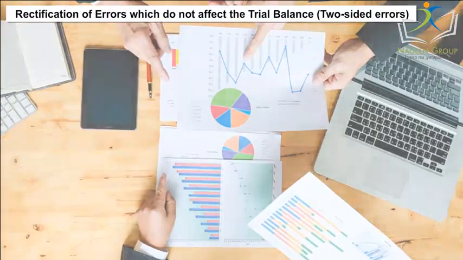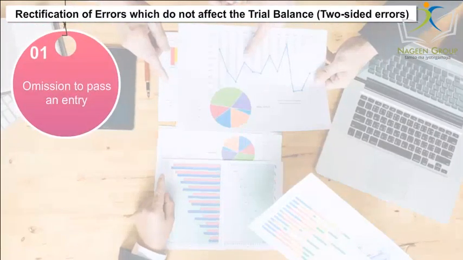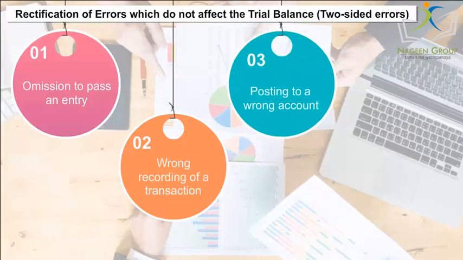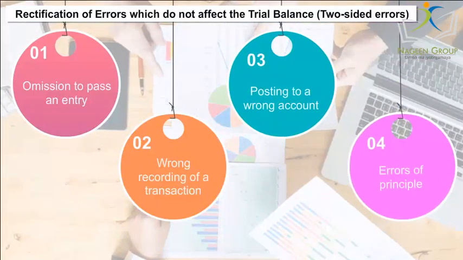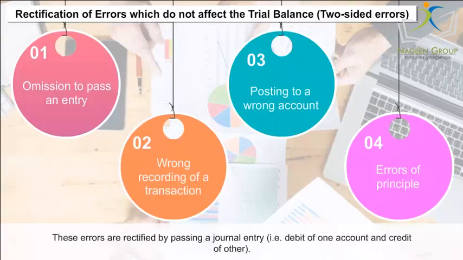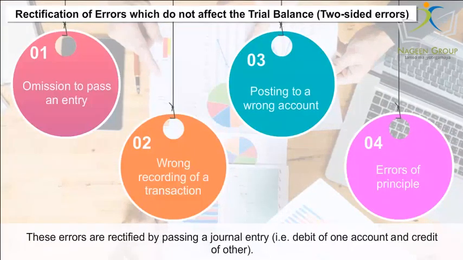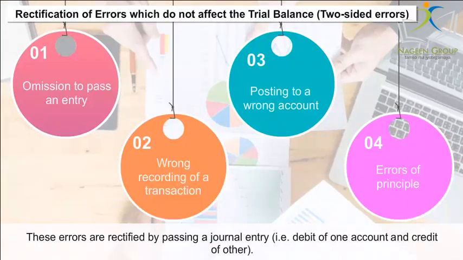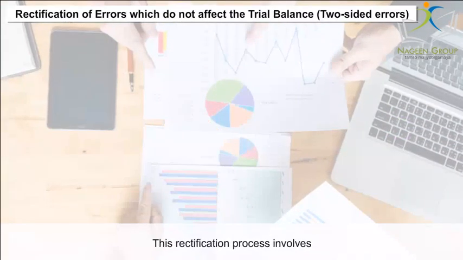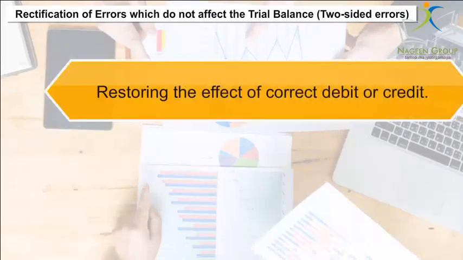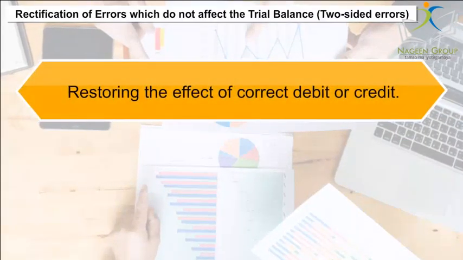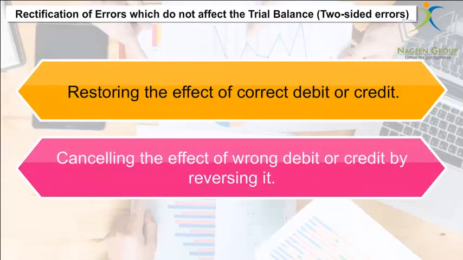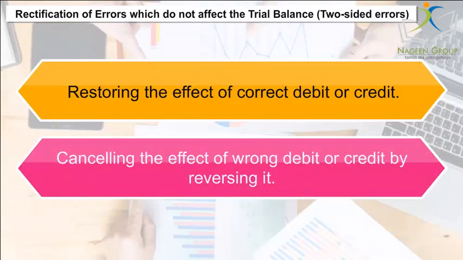Examples of such errors: omission to pass an entry, wrong recording of a transaction, posting to a wrong account, errors of principle. These errors are rectified by passing a journal entry, that is, debit of one account and credit of other. This rectification process involves A. Restoring the effect of correct debit or credit. B. Cancelling the effect of wrong debit or credit by reversing it.